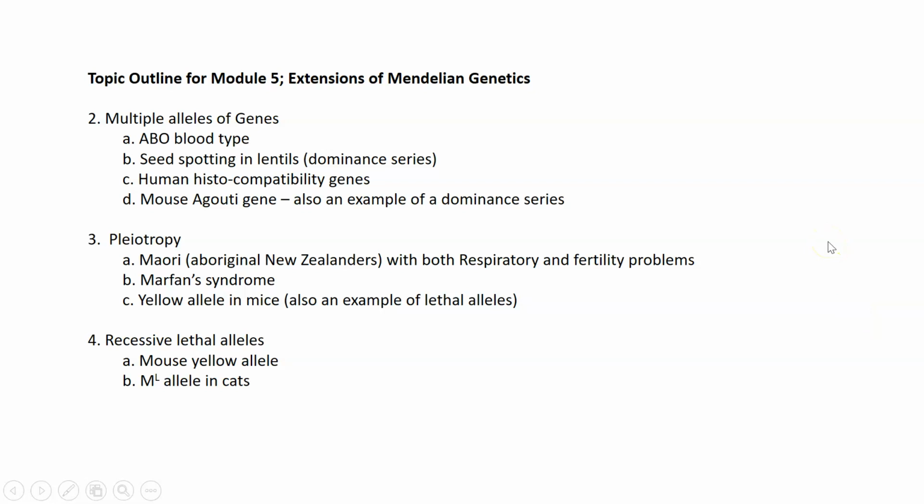Second thing we'll talk about is pleiotropy, and pleiotropy is a gene that controls more than one trait. So mutation of that gene will have more than one effect on the phenotype. And finally, we'll talk about alleles that are lethal in homozygous form. So they're called recessive lethal alleles.